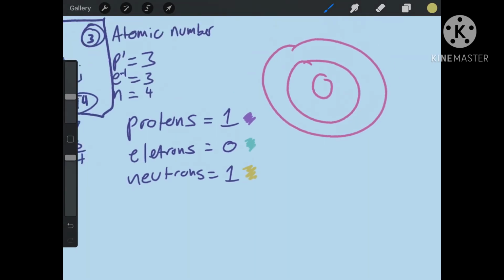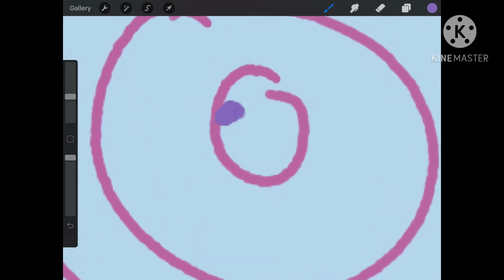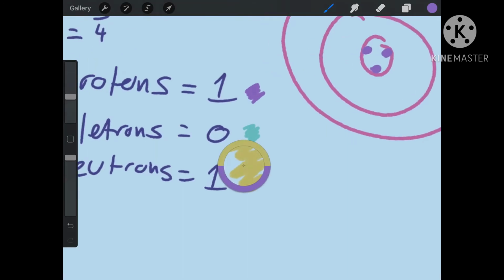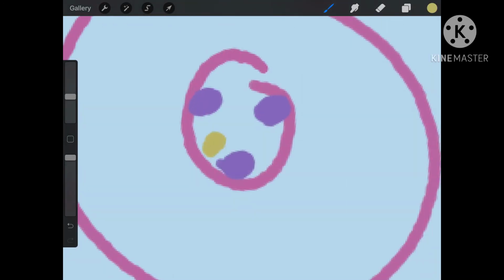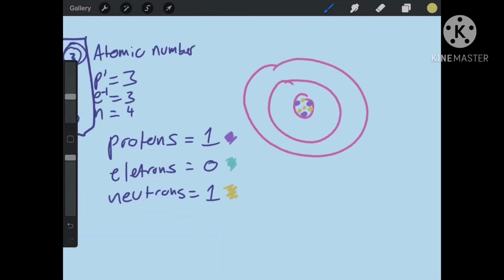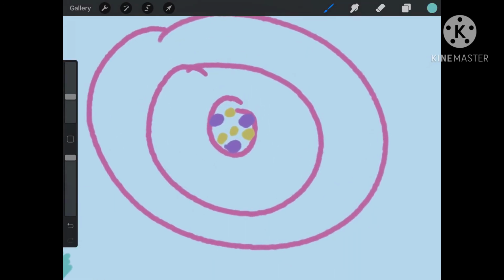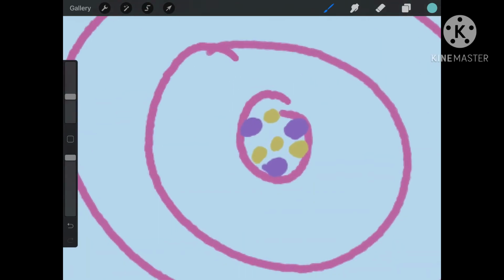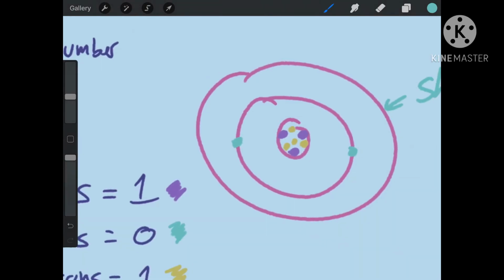So protons, we have 3 of those, and we put those in the middle because protons and neutrons go in the nucleus, electrons go on the outside. Neutrons, we have 4 of those, so we just put those in here. And then electrons. These things right here are called shells, right? This first shell is the one closest to the nucleus. This one only holds 2 electrons. The ones further out hold 8, but we don't need to worry about that right now because this atom only has 3 electrons.